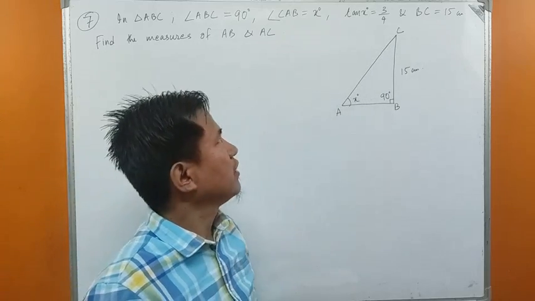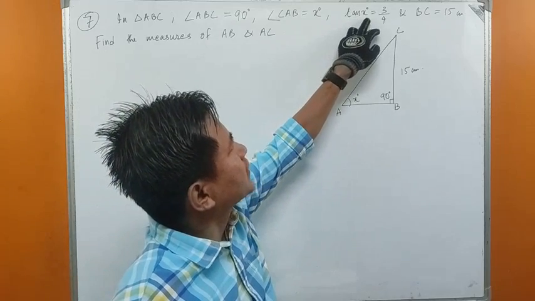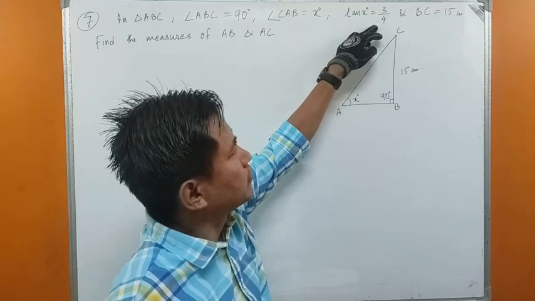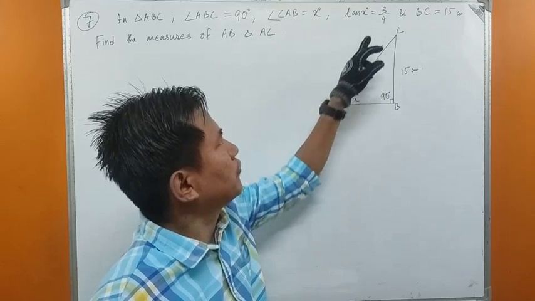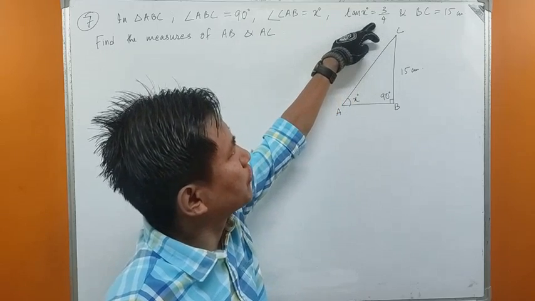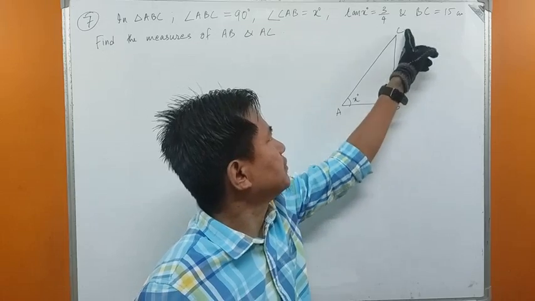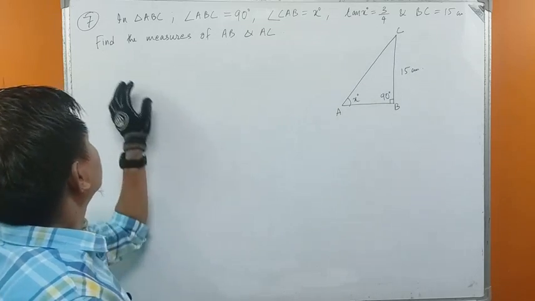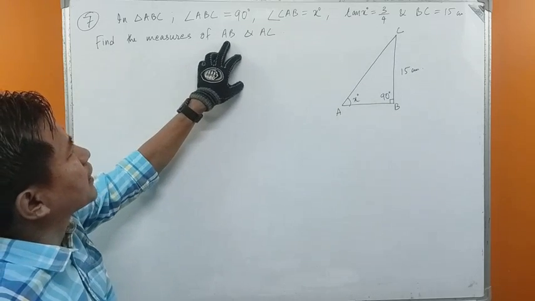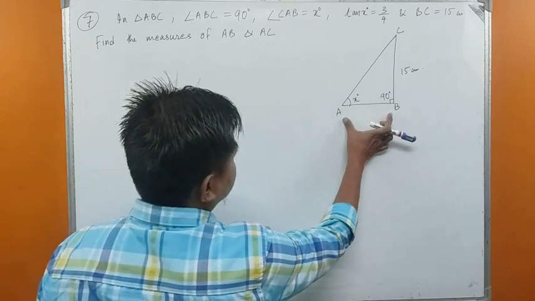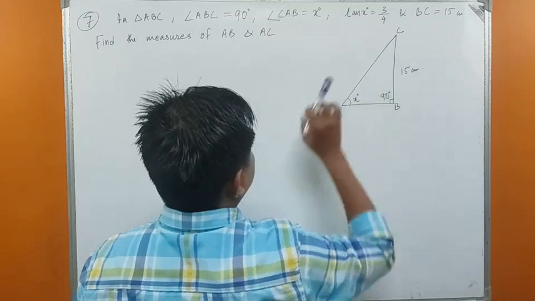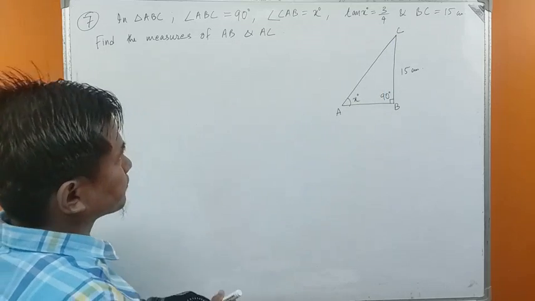This is given to us, and tan x degree is 3 upon 4. The value of tan x degree is 3 upon 4. And BC is 15 centimeter. The length of BC is 15 centimeter. So we are asked to find AB and AC, the length of AB and the length of AC. Okay. So let's do this question.